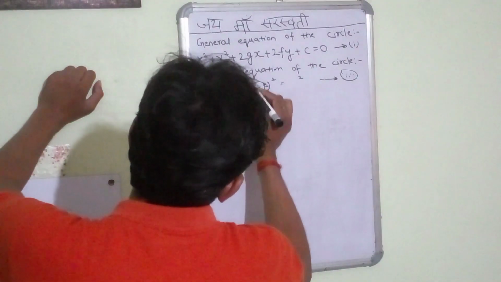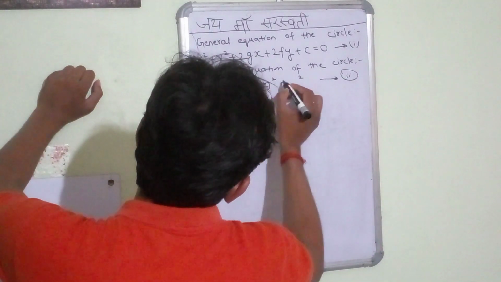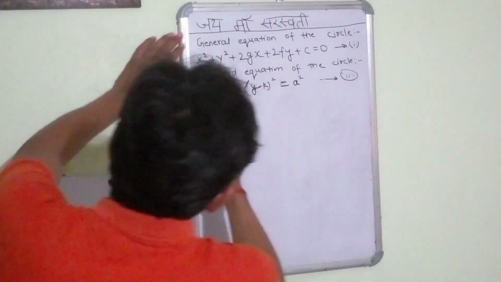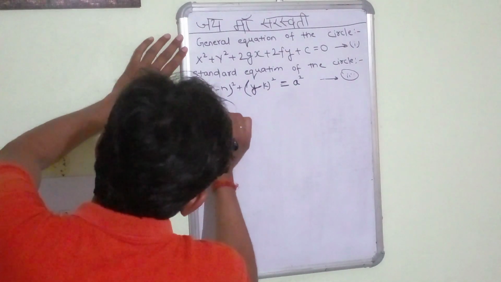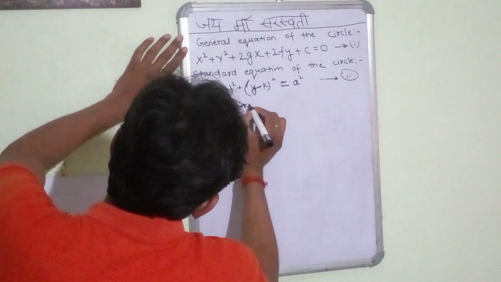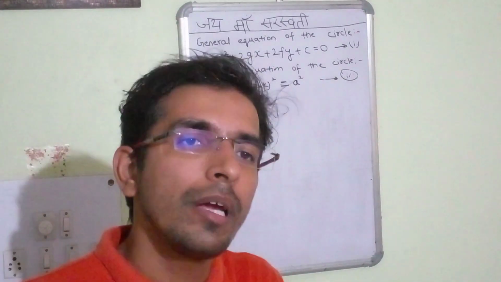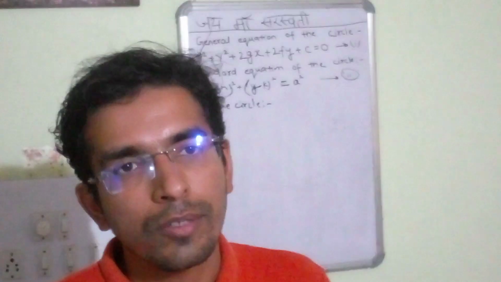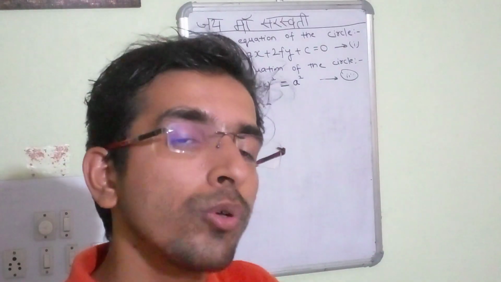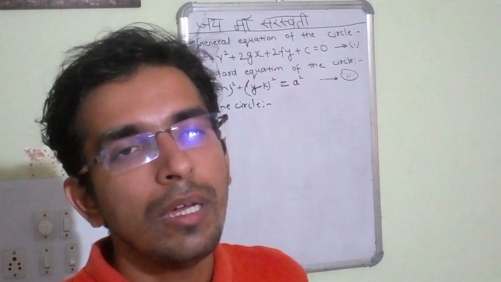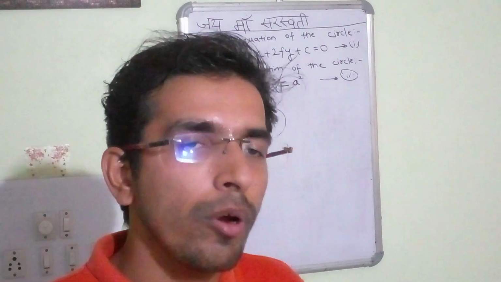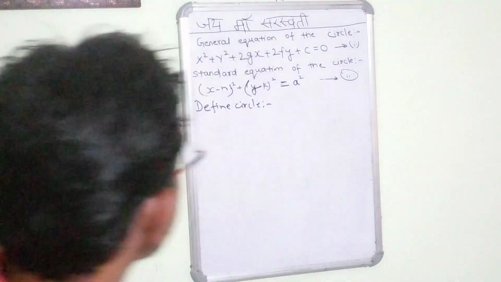It is x minus h the whole square plus y minus k the whole square is equal to a square. For the definition of the circle, whenever we want to define any geometric figure, it is the outcome of the locus of a particular point. In the case of the circle also, it is a geometrical figure only. It is the path traced by a particular point in such a way that its distance from a constant point, that is the center, is always fixed, and that fixed distance is known as the radius of the circle.